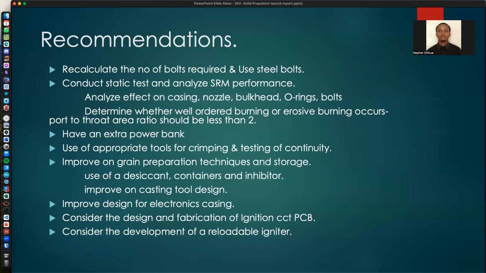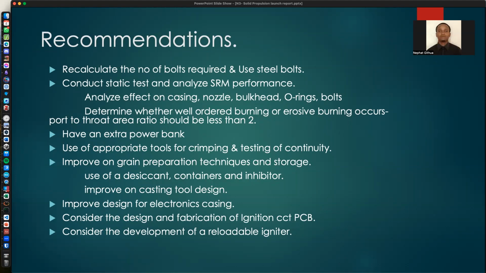Yes, we'll have to recalculate the number of bolts required and make sure we use steel bolts. And we were not able to conduct static tests before launch. Maybe that would have shown us the weakness of the bolts. And we'll have to do more static tests.